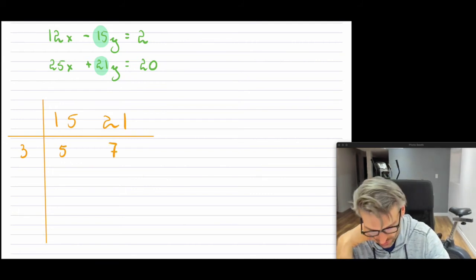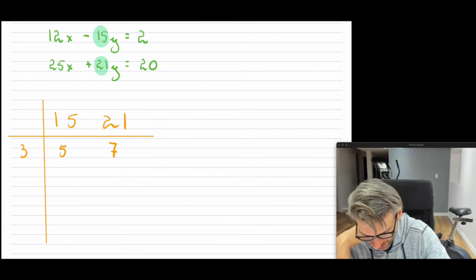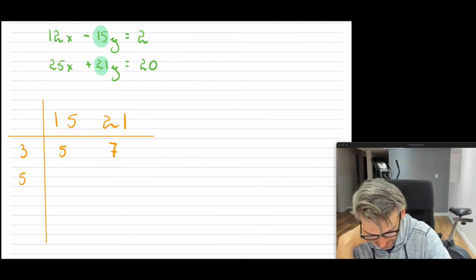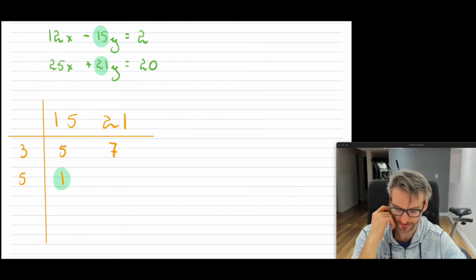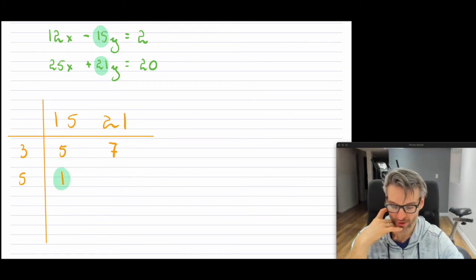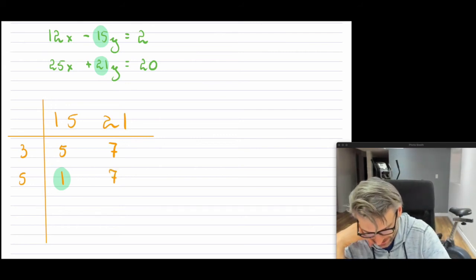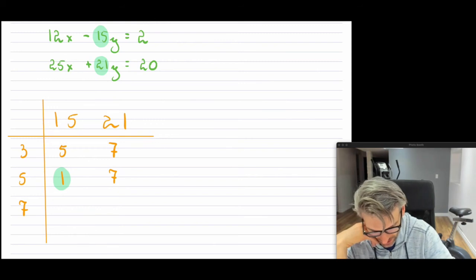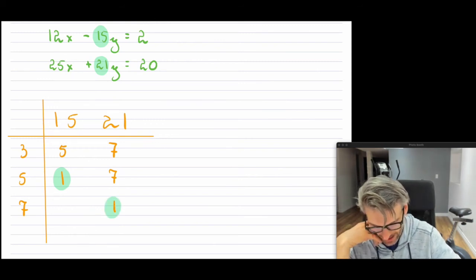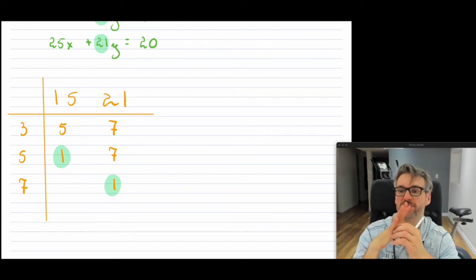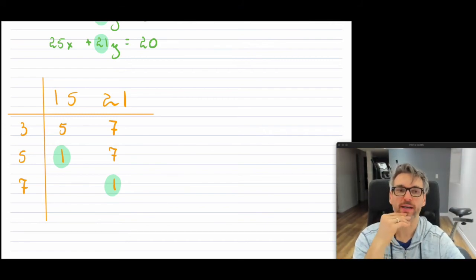So now to get rid of the 5, I'm going to divide by 5, or factor that out, and then this finishes that particular column. And now the 5 does not go into 7, so we carry that down. And then finally, to get rid of that 7, I would have to divide by 7. And now I have prime factorized both 15 and 21.